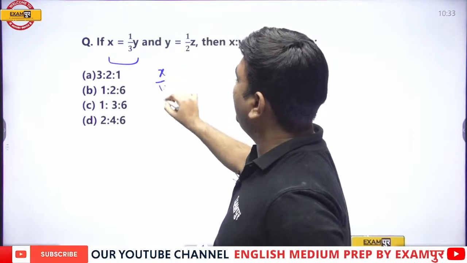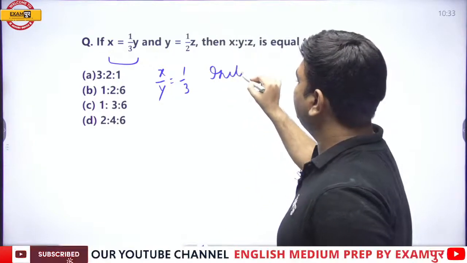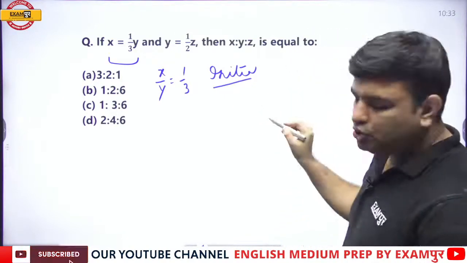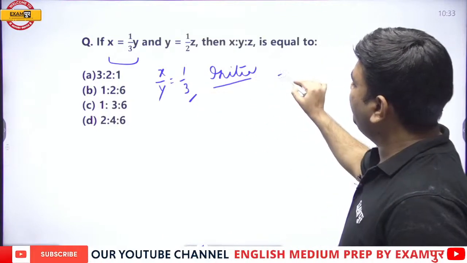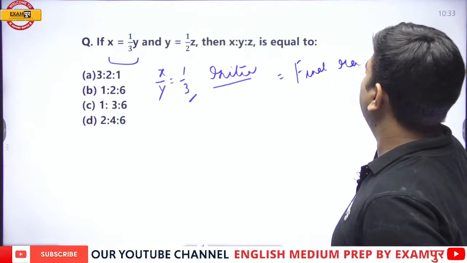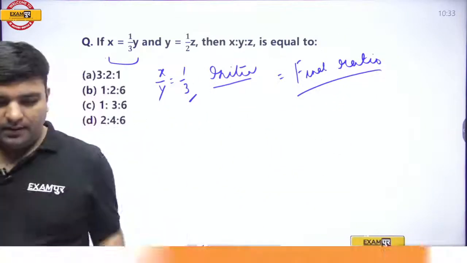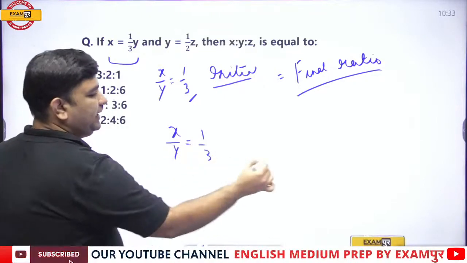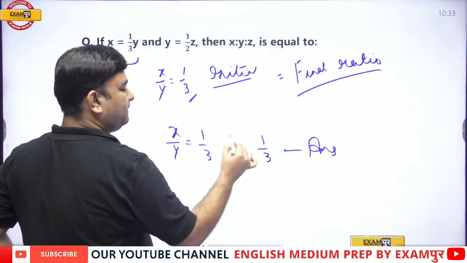If x and y are 1:3, this is their initial ratio. So whatever ratio x and y maintain initially, it should be equal to their final ratio as well. Finally as well, they should be in the ratio 1:3. If x and y are initially in the ratio 1:3, then in the answer as well, they should be in the ratio 1:3. Got my point?